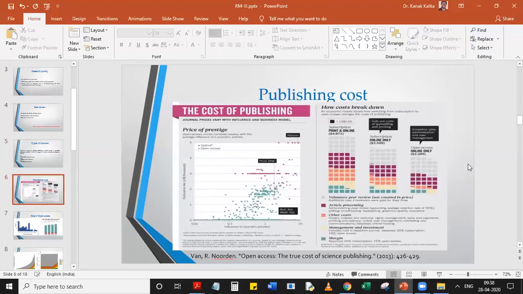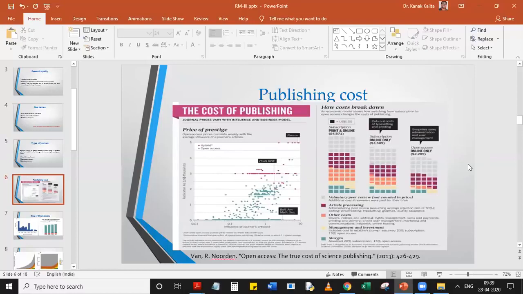So recently there was a study conducted by a researcher, and it was published in a journal called Science. Science is one of the most impactful journals out there in the scientific community. In that, he studied the different kinds of models that we have, for example, the open access model, the subscription model, and so on. And he tried to break down the costs that are involved in the publishing business.